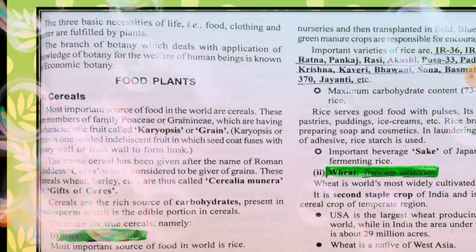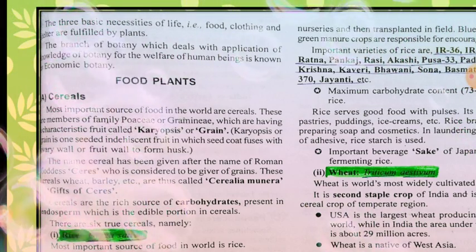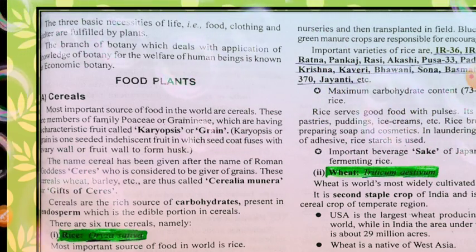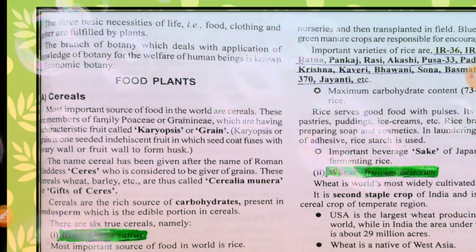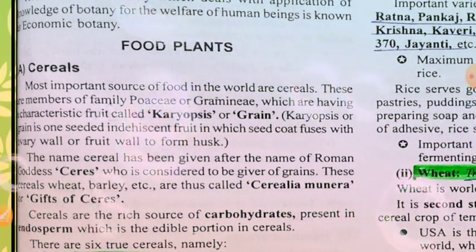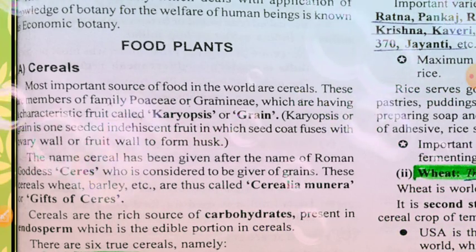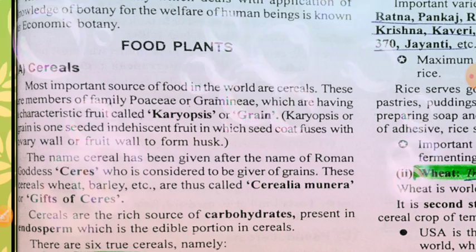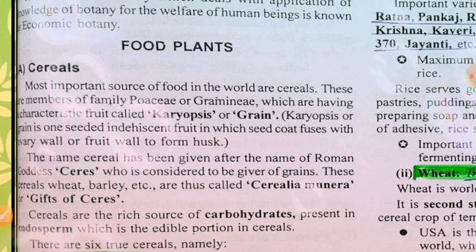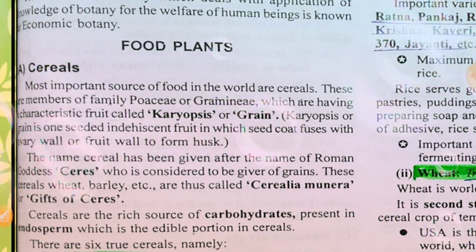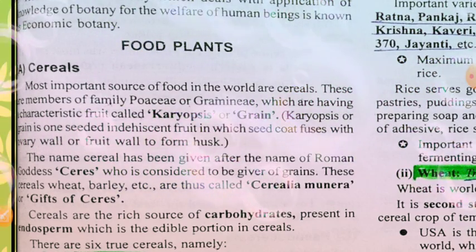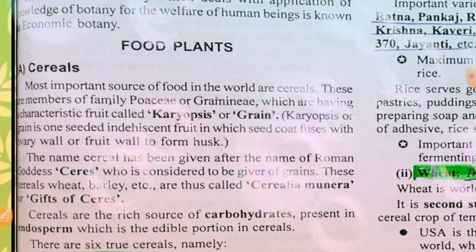First of all, the cereals. In our everyday life we take rice, wheat, oats, barley, all those things. So these are the cereals. Cereals are the most important source of food in the world. These are members of the family Poaceae, or Gramineae family. All those things belong to the family Gramineae or Poaceae, which has the characteristic fruit called the caryopsis or the grain.